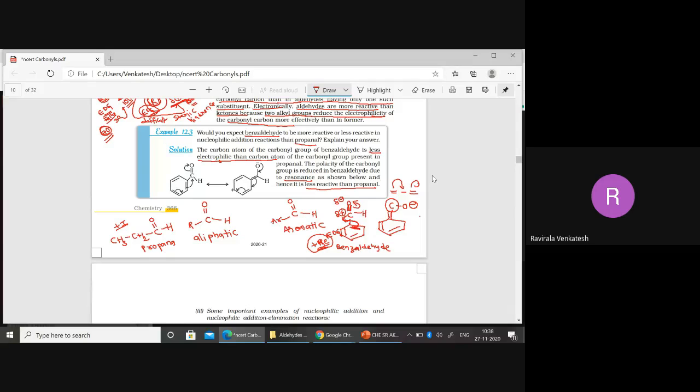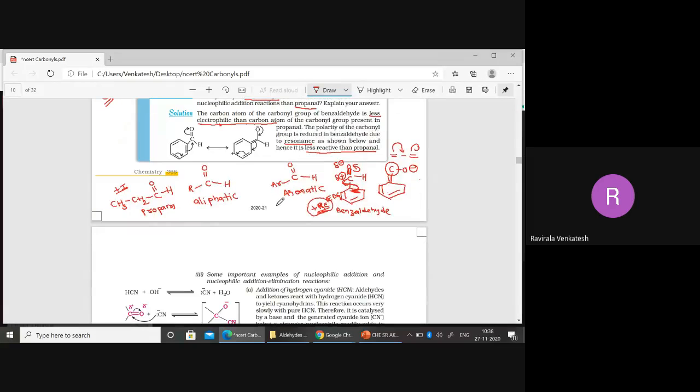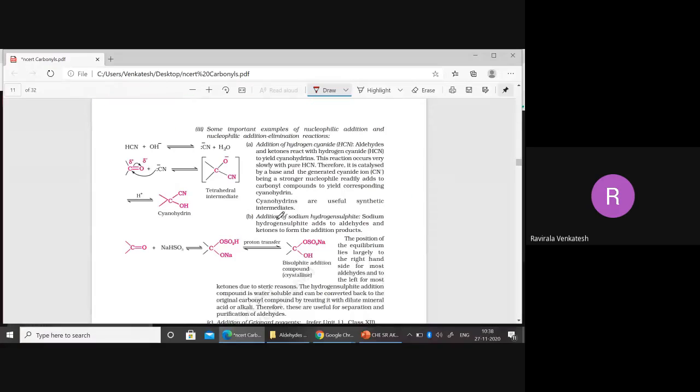So in examination, if they ask, you write that in benzaldehyde, because of the resonance, there will be a decrease in the electron deficiency or electrophilic nature at the carbon. Therefore, the nucleophile attacks less at benzaldehyde when you compare with propanal. This is question 12.3. Next, we'll see some questions here.